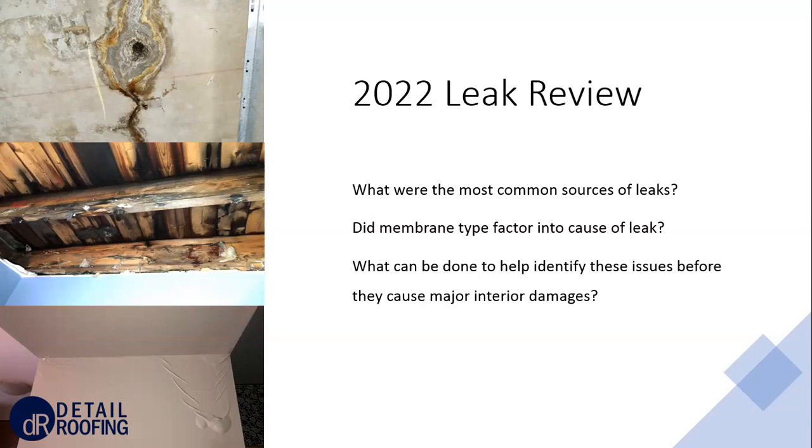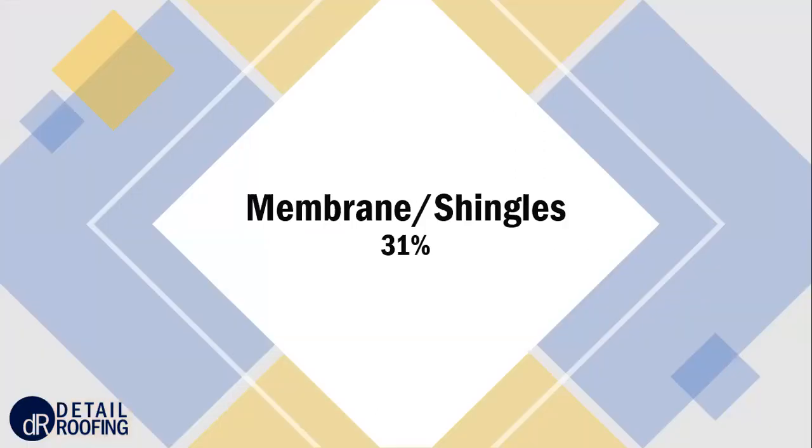To stop as many leaks in their tracks as you can, what we're going to be taking a look at is the broad range of topics and causes. Within those categories, we'll look at more specific examples of the particular leak issues that we saw, and once again, determine if there are any steps that can be taken to try and prevent some leak issues. So the number one leak cause that we ran into last year, at 31%, was membrane or shingle damages and deterioration.